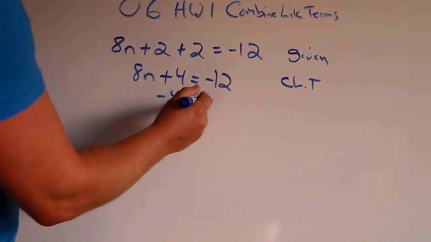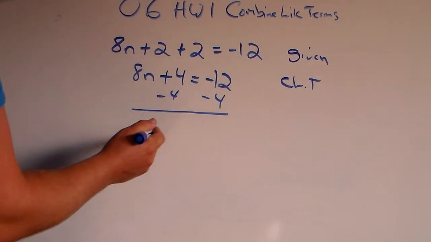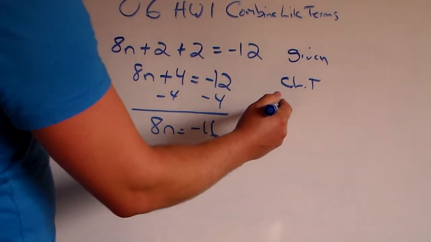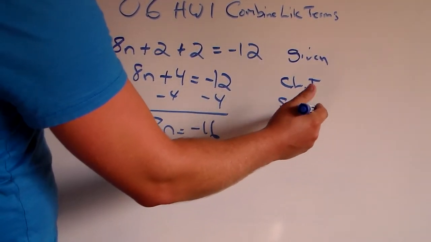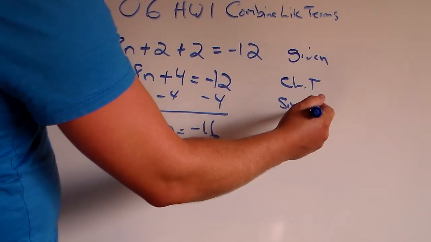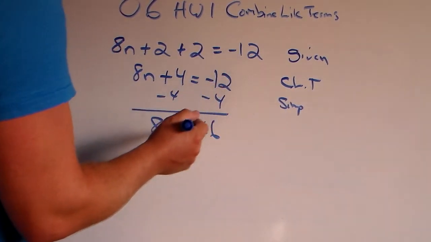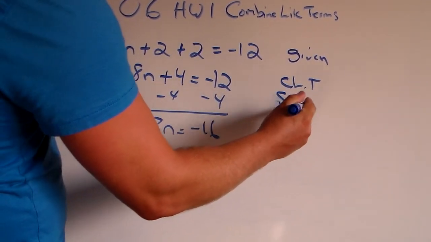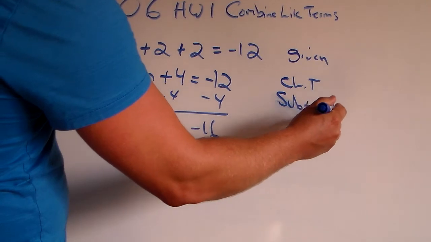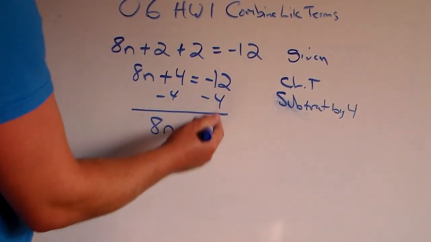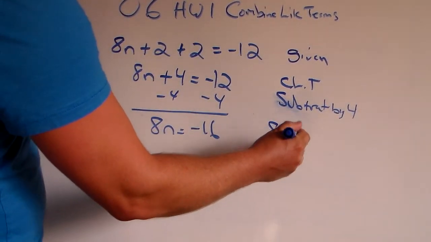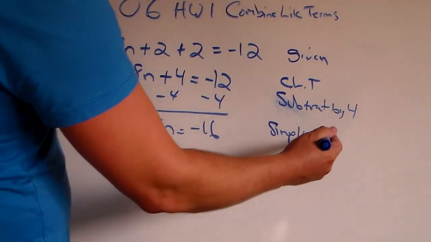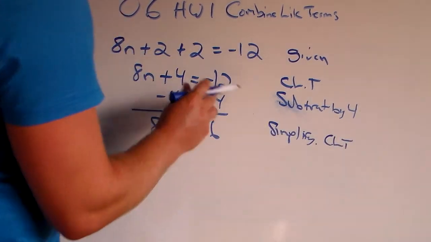We then did inverse operations here. Subtract 4 from both sides. So 8n equals negative 16. Really simplified, which is really just combine like terms on the right-hand side, or subtracted 4 from both sides. So we're going to write subtract 4 to both sides of the equation. Then we simplified by combine like terms on the right-hand side.